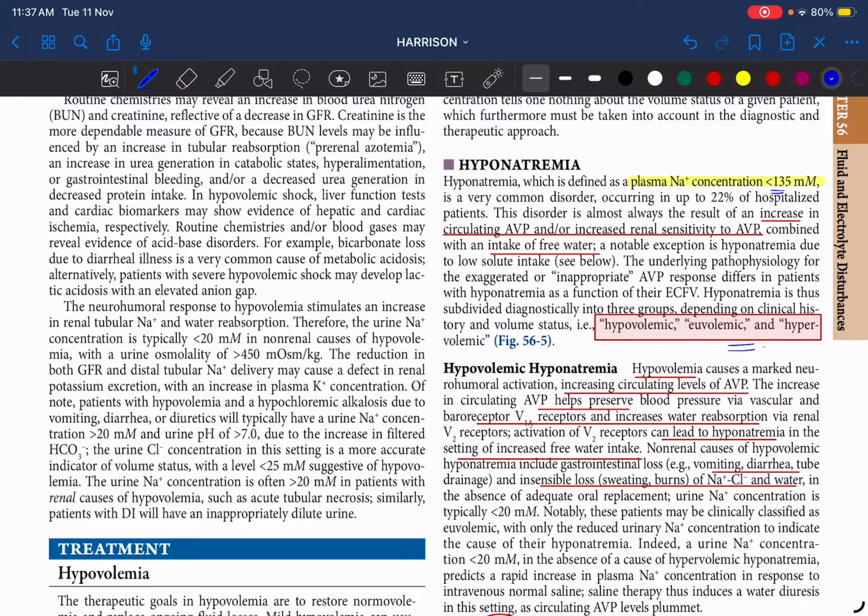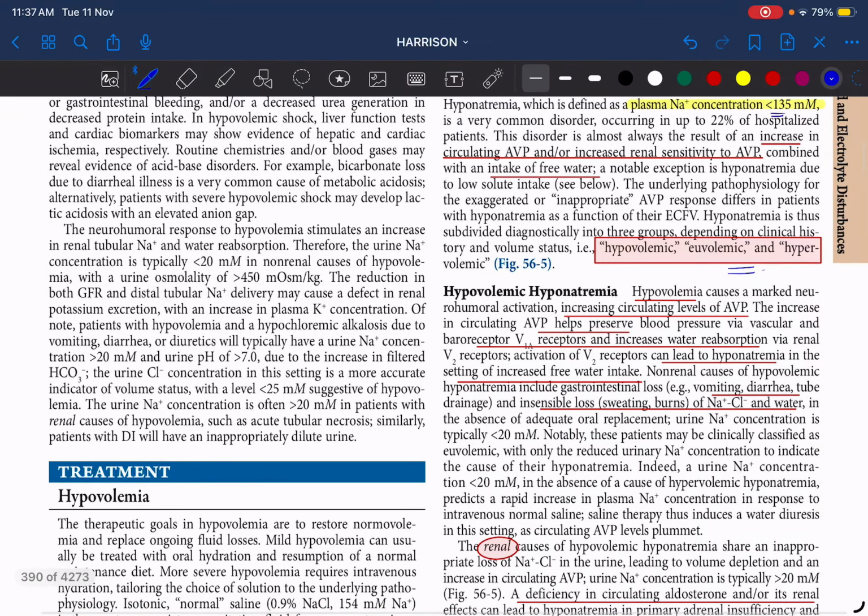Hypovolemic hyponatremia means what? The principal culprit is increased circulating levels of arginine vasopressin. This increased circulating vasopressin will preserve the blood pressure via vascular V1A receptors and baroreceptors, and via V2 receptors it increases water reabsorption in the kidney, especially in the DCT and the collecting duct, and that leads to hyponatremia in the setting of increased free water intake. So this is called hypovolemic hyponatremia.